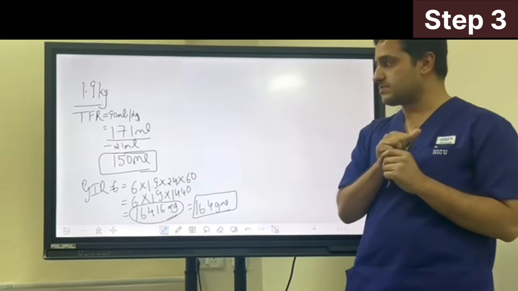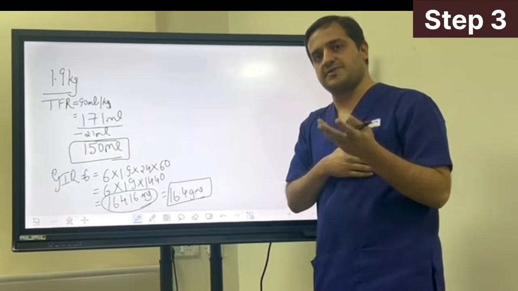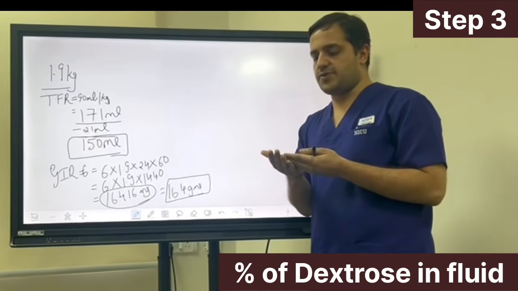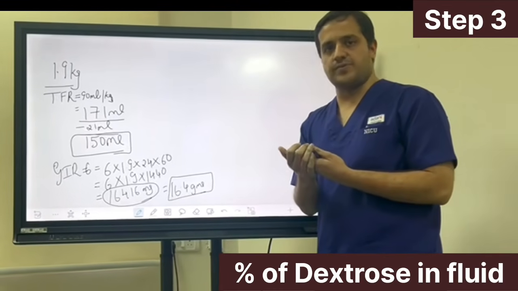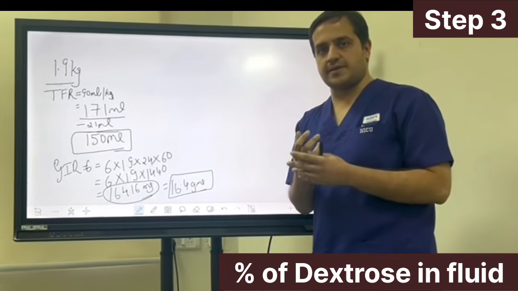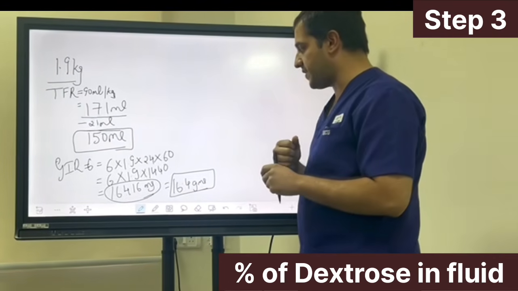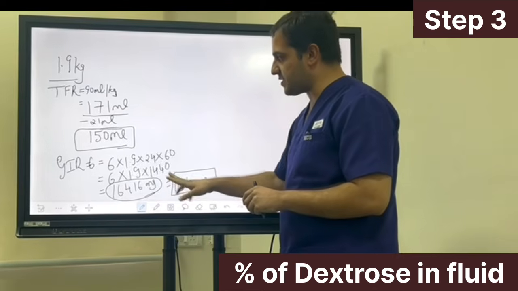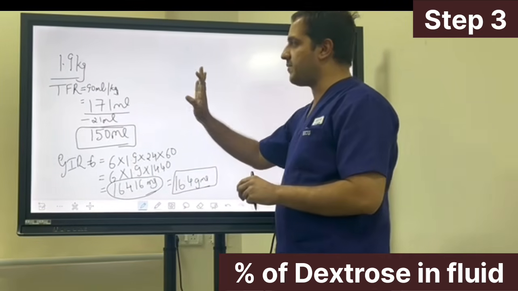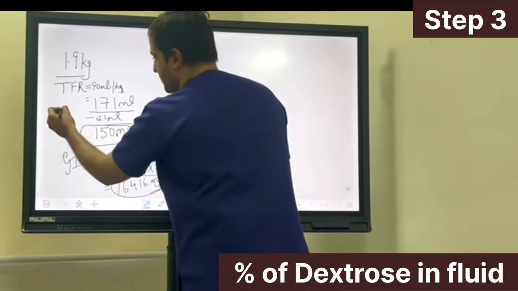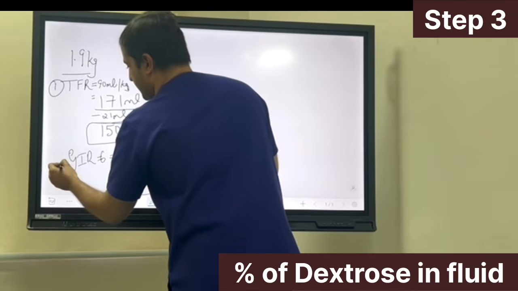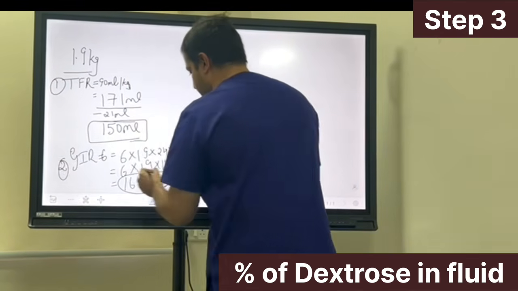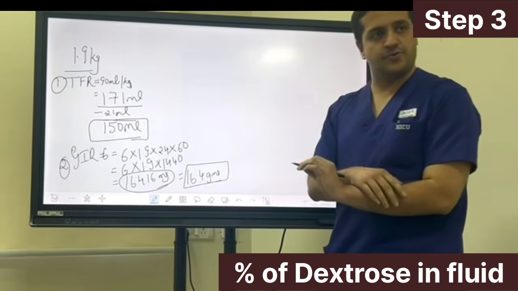Once you decide what percentage of dextrose you want to give, suppose I want to give only 7% dextrose fluid, you do not need to give it through a central line, but you can give it through a peripheral line also. So this many grams I have to give in 150 ml. So I have made two calculations till now. One is I calculated the TFR. Second is if I want to give a GIR of 6, how many grams of glucose I have to give.